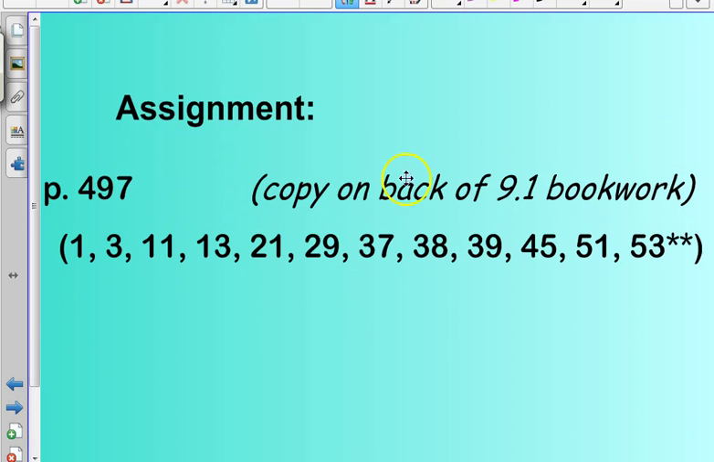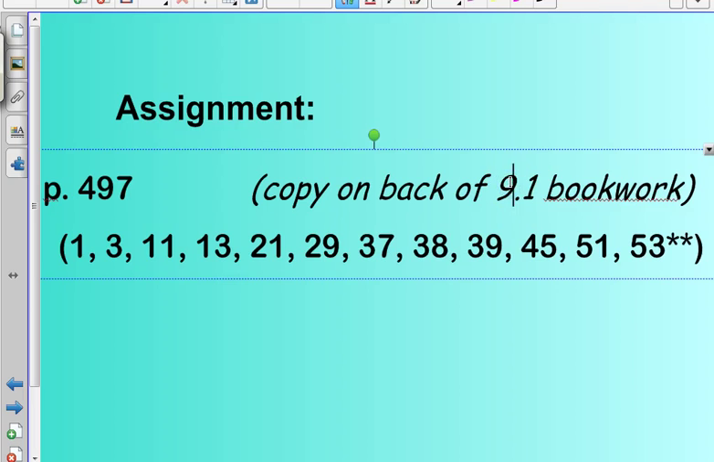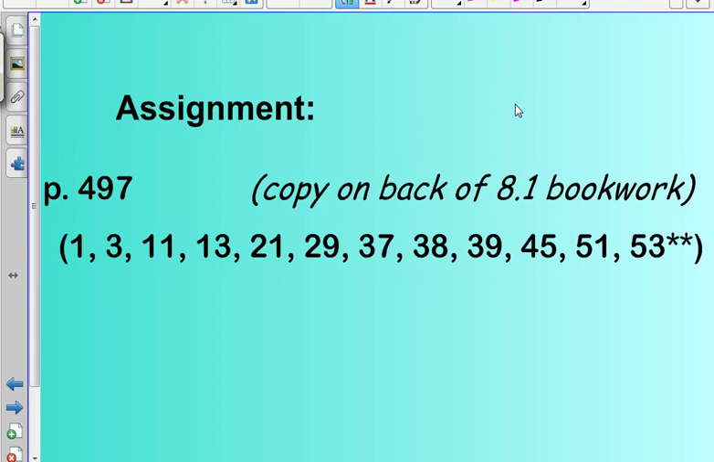So this is the assignment on 497. If you picked up the book, this should say 8.1. Just kidding. If you picked up the bookwork yesterday that I put out in the back, okay, it had 8.1 on one side and 8.2 on the other, just so you know, okay?